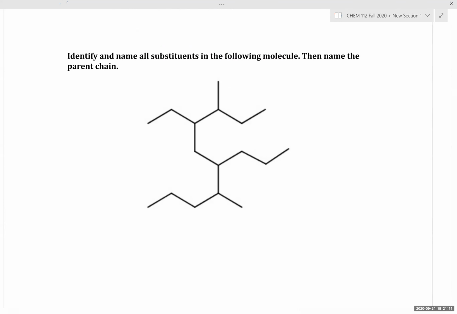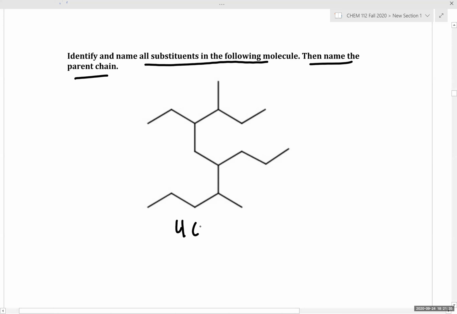So I'll do this one with you together. Identify and name all substituents in the following molecule and then name the parent chain. Ooh, this molecule looks like a bit of a mess, but remember, there's a fast method that I taught you. So you go to the ends of your chain, okay? And you find the longest side chain at each branch. So I have 4 carbons, 3 carbons. Oh, sorry, this is only 3.